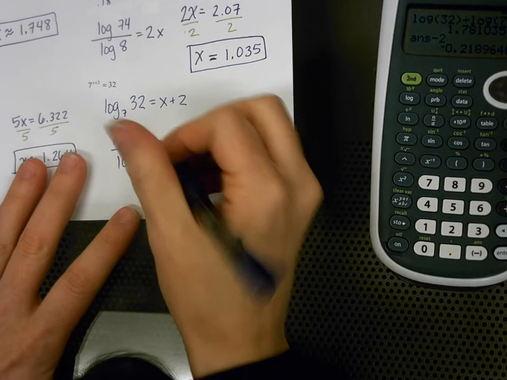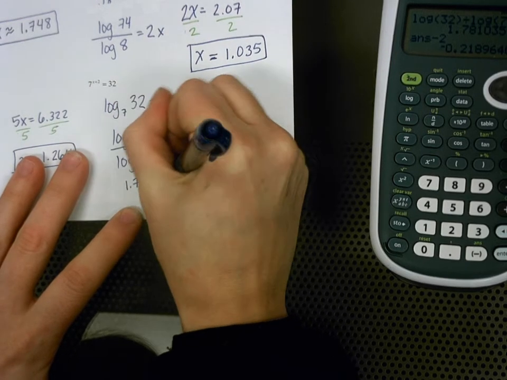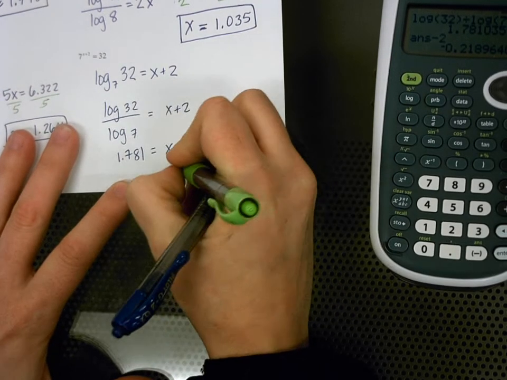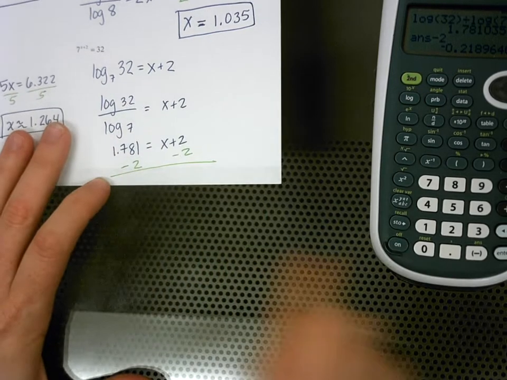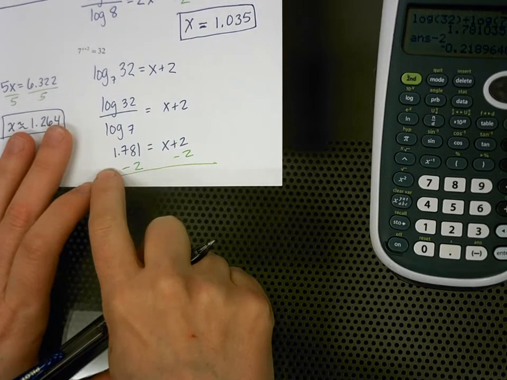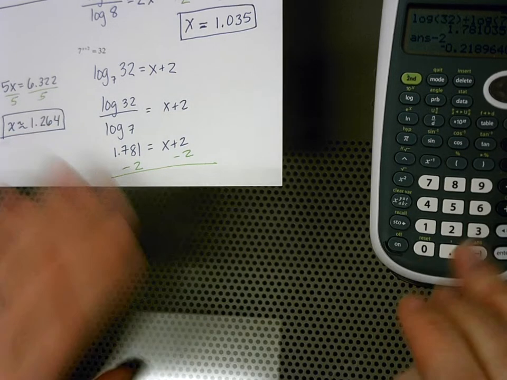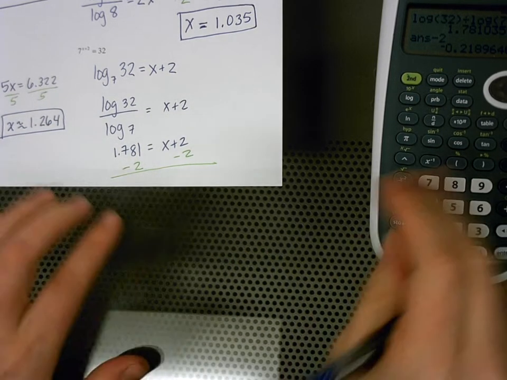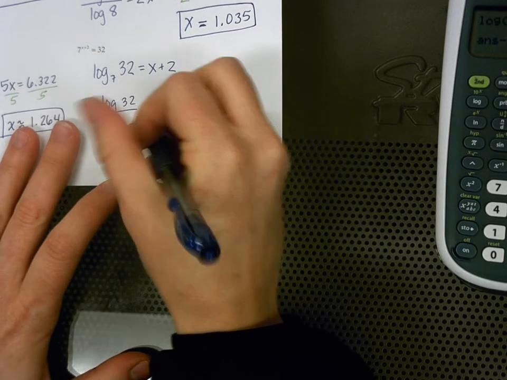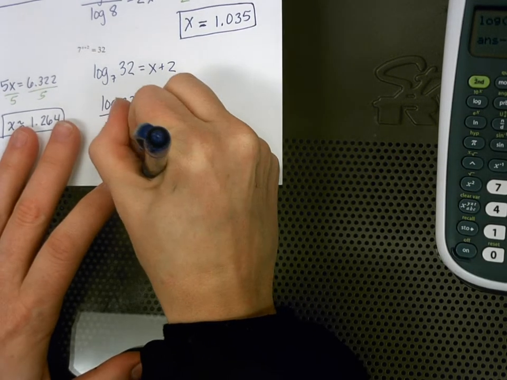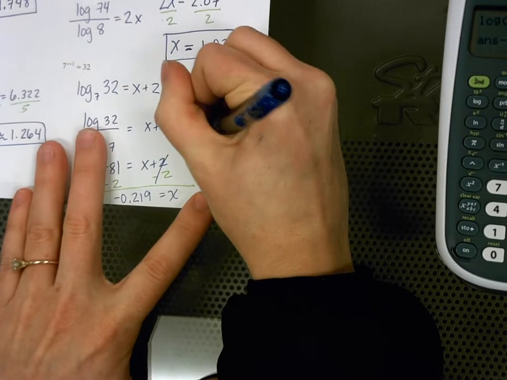So you get 1.781 equals x plus 2. Then we subtracted the 2 to the other side. Please make sure you do that on a calculator, or you show the proper decimal places. It'd be 1.781 minus 2.0. So you get negative 0.219 equals x. I'm going to write that again.